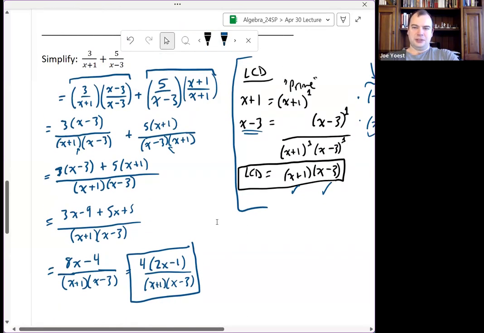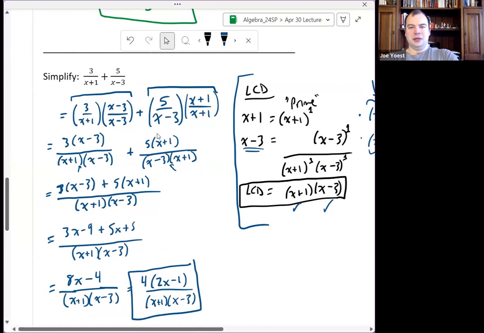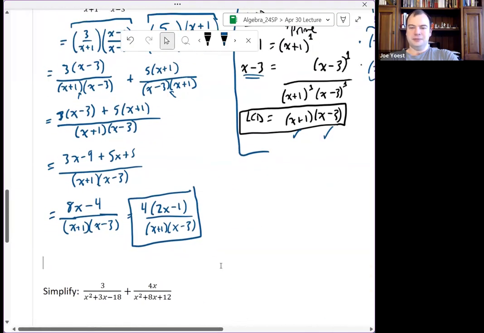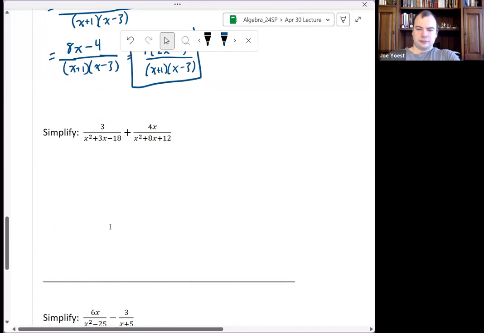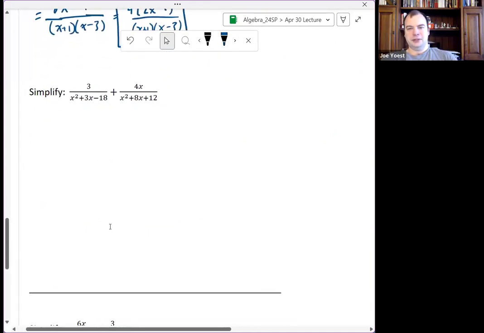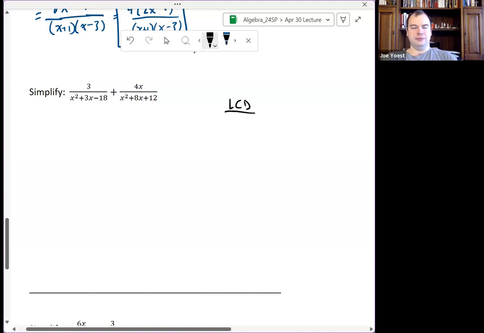So I hope that you saw that the strategy is the same. The overall steps that we did were the same steps, but they just looked a little different because we have a binomial in our denominators now instead of just monomials or numbers. Now let's look at a situation like this one here and follow those same kind of steps. Here I have two rational expressions, two fractions with unlike denominators that I want to add together.